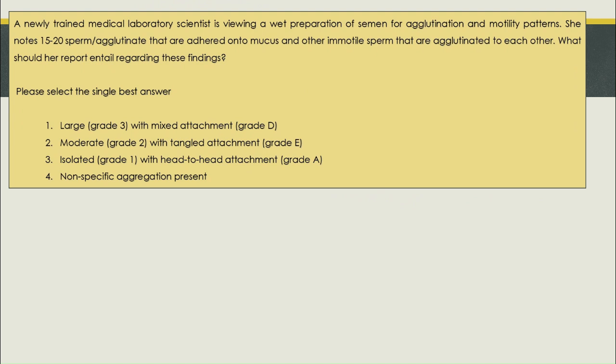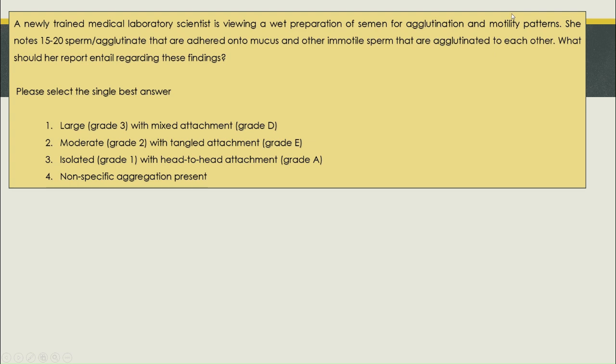A newly trained medical laboratory scientist is viewing a wet preparation of semen for agglutination and motility patterns. She notes 15 to 20 sperm/agglutinate that are adhered onto mucus and other immotile sperm that are agglutinated to each other. What should her report entail regarding these findings? Please select the single best answer.